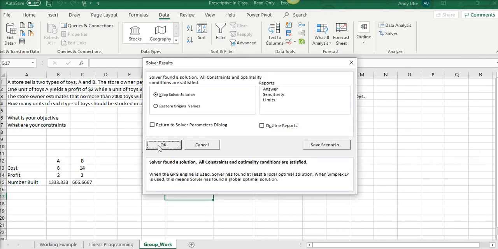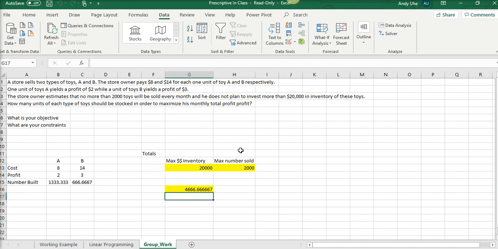There we go. It's looking good, and it's telling us that we're going to make about 1,333 of toy A and 600, the cursed number, of toy B.